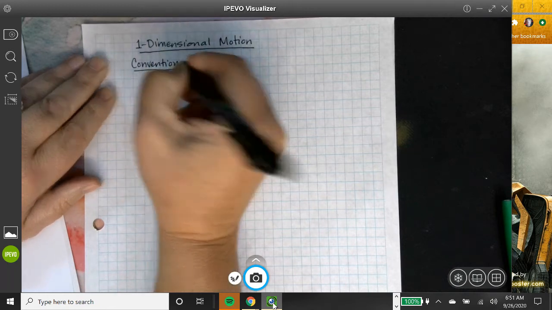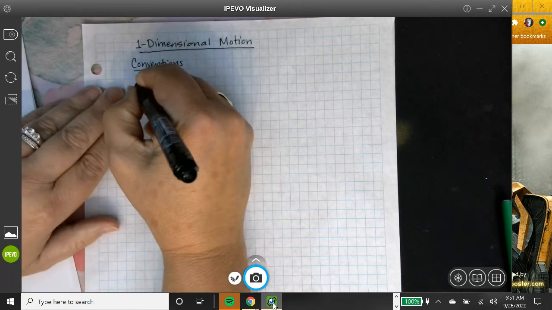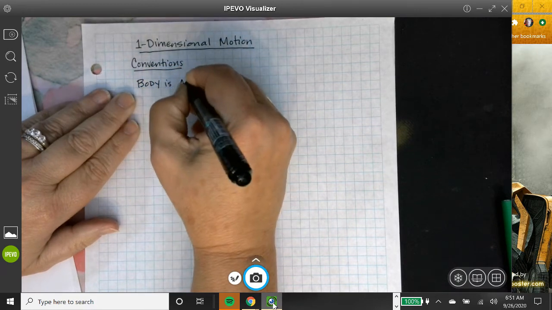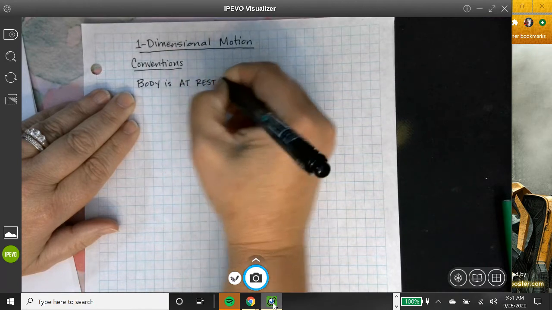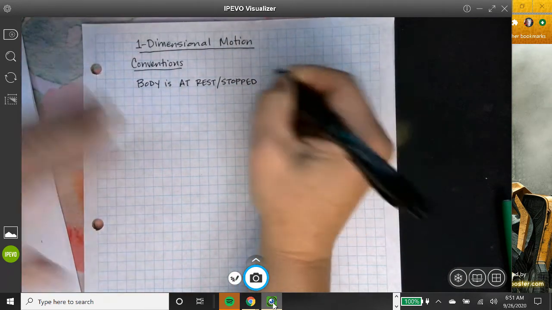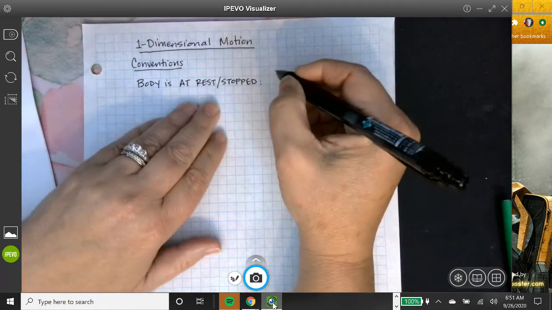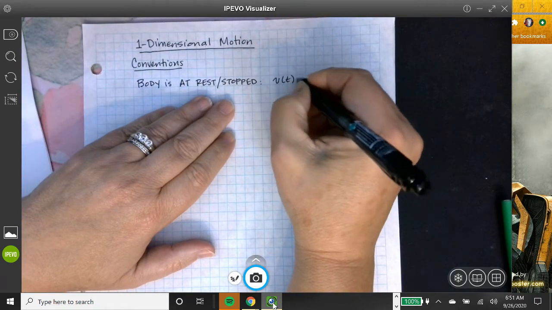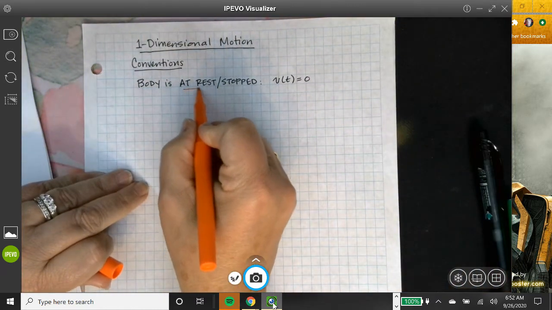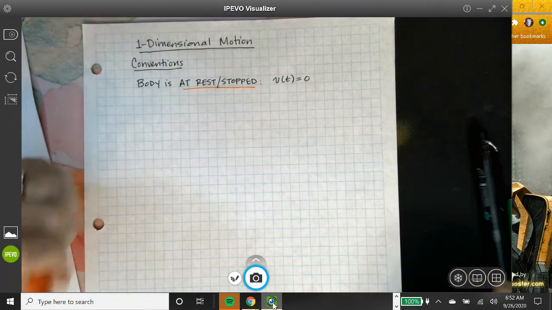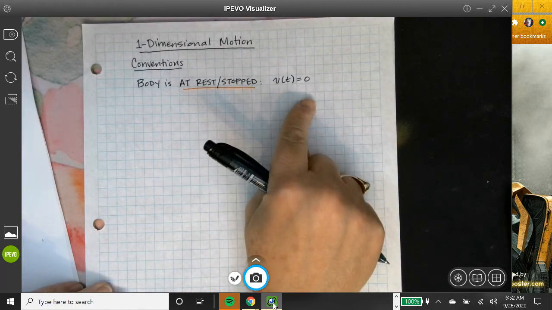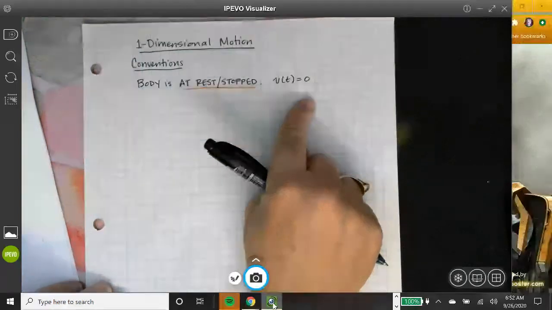So we know that a body is at rest or stopped. That means not moving, right? We know that a body will be at rest or stopped when the velocity is equal to 0. That makes sense, I assume, to everybody, right? Because if you have 0 meters per second, you're certainly not going anywhere, okay? And this is the justification in calculus here. How do you know you're stopped? Your velocity is equal to 0. So that's your justification. All right.